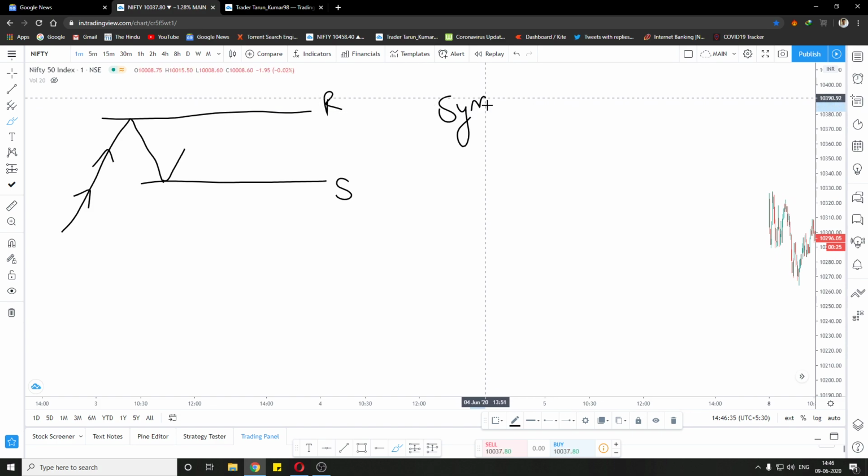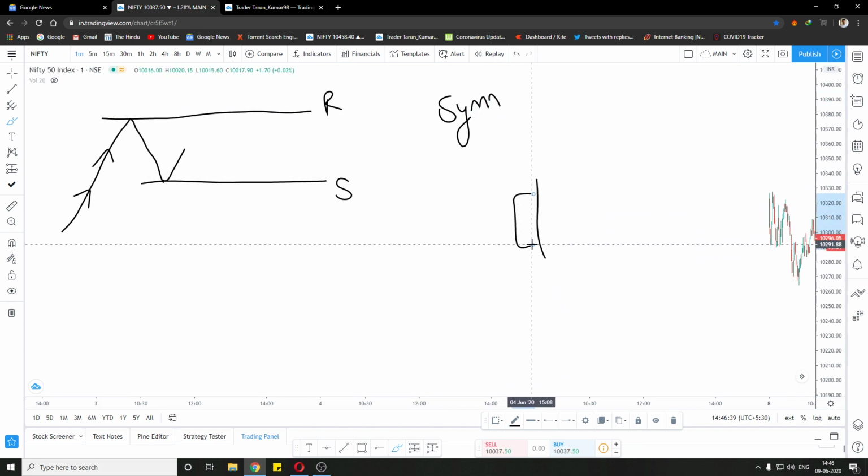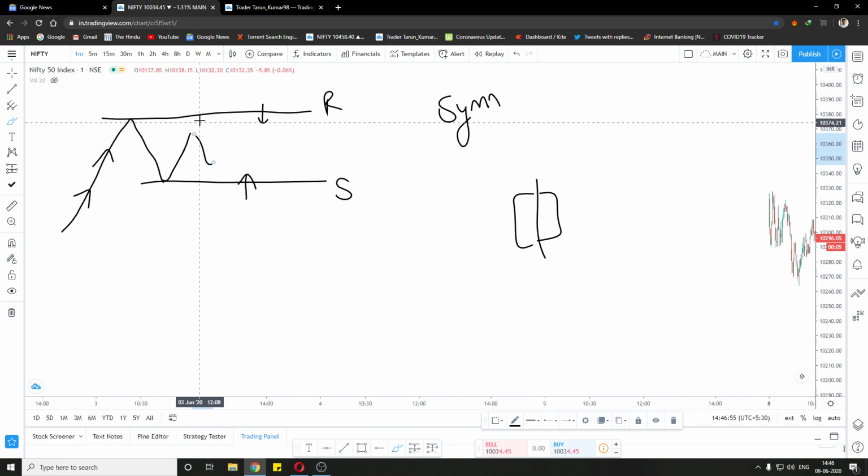Symmetrical means that it looks the same from both sides. What happens here is that the market will turn before the resistance, and the market will turn before the support. So it will keep on doing like this. Now this becomes the new resistance, and this becomes the new support, and the market gets even smaller.